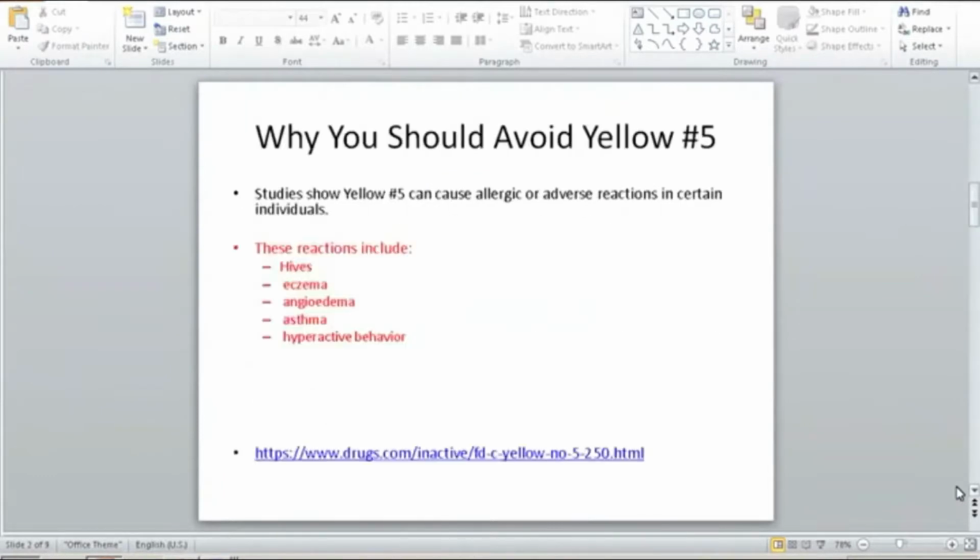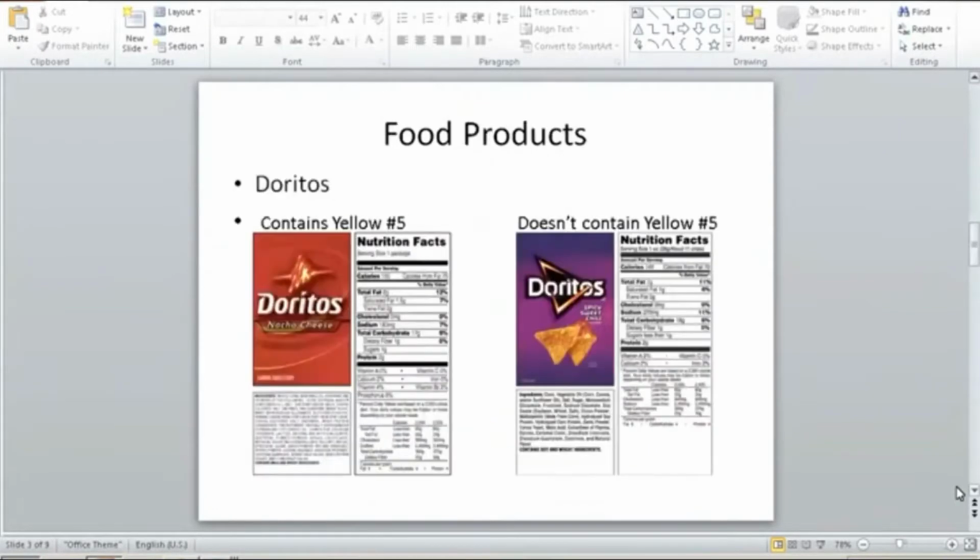Why do you want to avoid yellow number 5? Studies show yellow 5 can cause allergic or adverse reactions in certain individuals. These reactions include hives, eczema, angioedema, asthma, and hyperactive behavior. My youngest son became susceptible to yellow number 5 in his early teens. You can find more information by clicking on the link below.